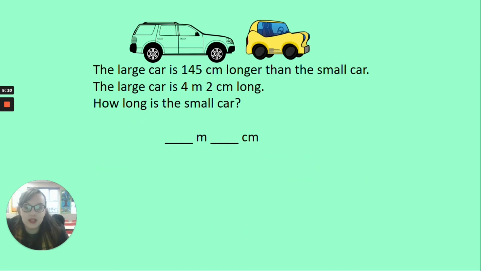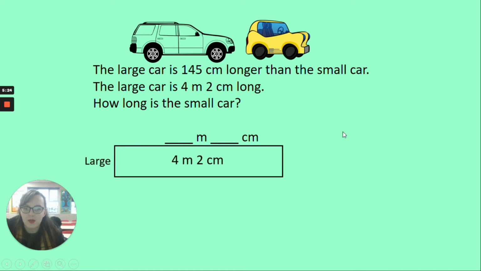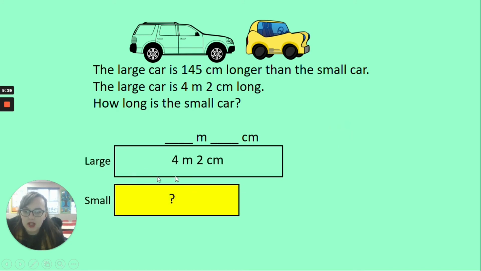Here's another word problem. So the large car is 145 centimetres longer than the small car. The large car is 4 metres and 2 centimetres long. How long is the small car? Well, my first step needs to be comparing these two. So my large car is this. We know how big it is. The question tells us. We don't know how big the small car is. We just know it's 145 centimetres smaller than this large car.